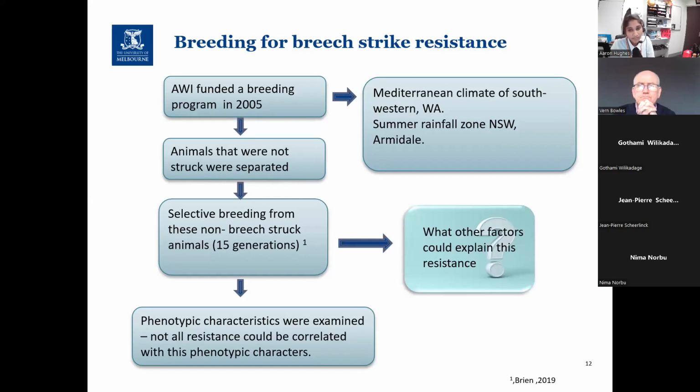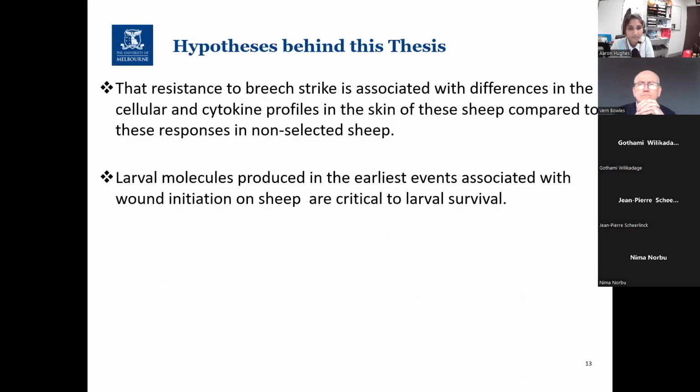Assuming that it could be their immune response, this resistant animal could be immunologically different from the non-selected animal. Assuming this, we used this research flock in our study. We got 7 flystrike-resistant and 7 flystrike non-selected sheep from the CSIRO facility in Armidale, and we used those animals in our study.